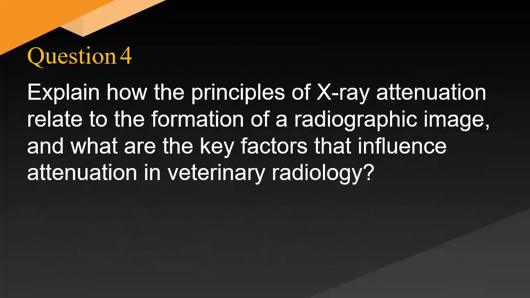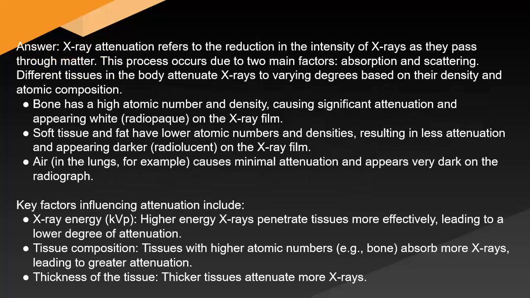Explain how the principles of X-ray attenuation relate to the formation of a radiographic image, and what are the key factors that influence attenuation in veterinary radiology? Answer: X-ray attenuation refers to the reduction in the intensity of X-rays as they pass through matter. This process occurs due to two main factors: absorption and scattering. Different tissues in the body attenuate X-rays to varying degrees based on their density and atomic composition.